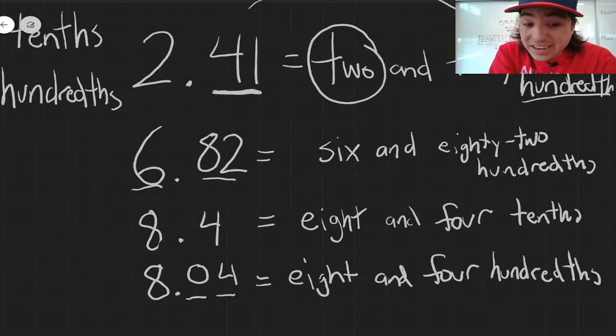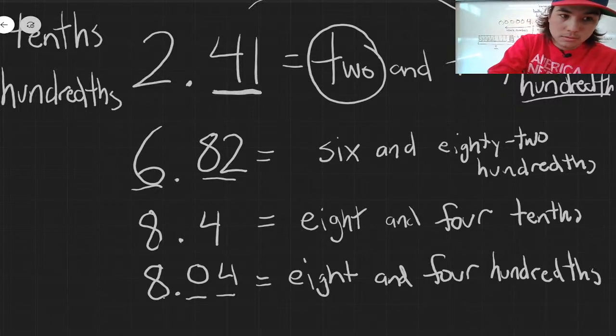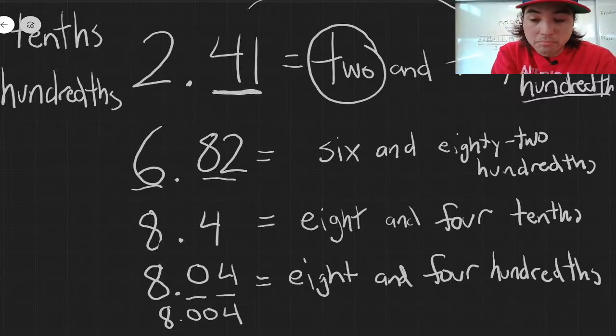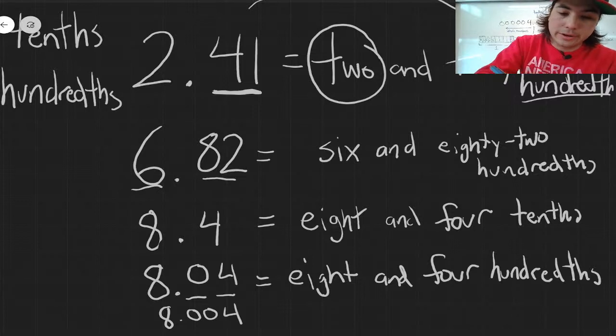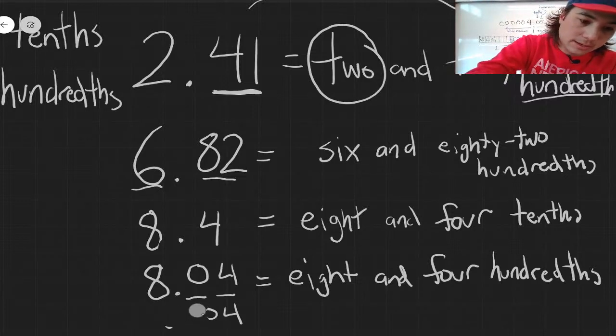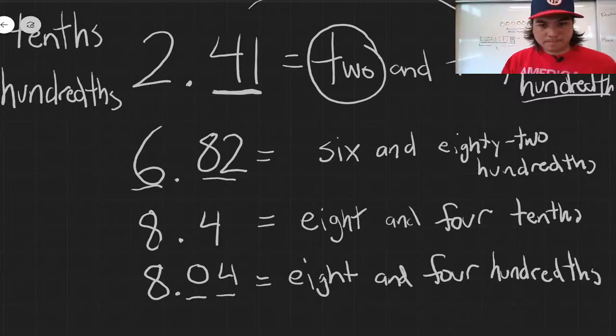Okay, if we were to extend it, 8 and 4 thousandths might look like this, to go all the way there. But we don't need to get there yet. Let's just focus on the tenths and the hundredths today. We'll get to the thousandths and beyond later. Okay?